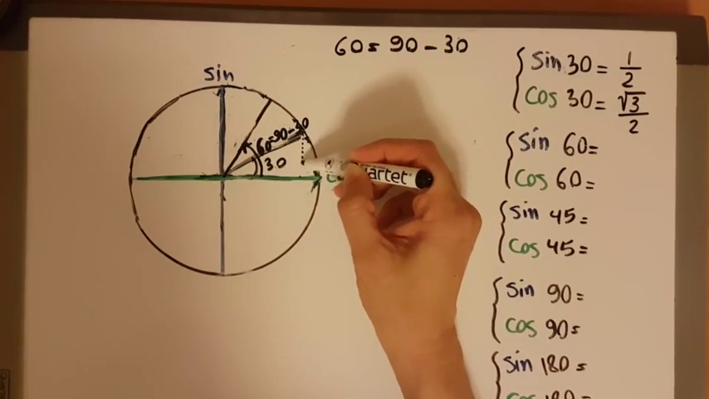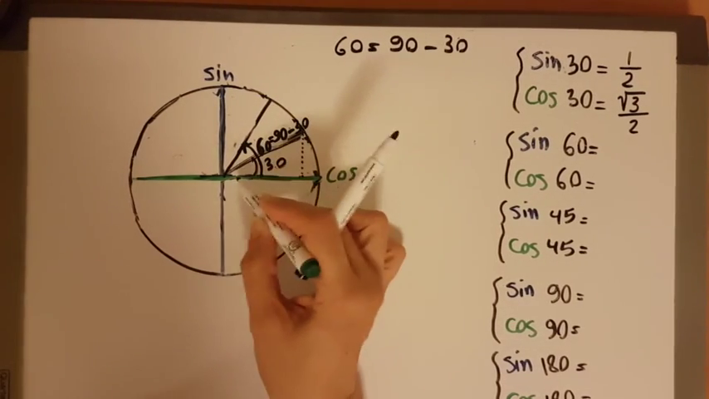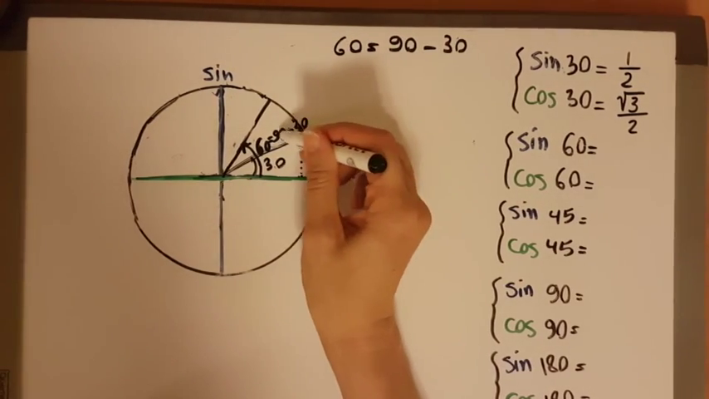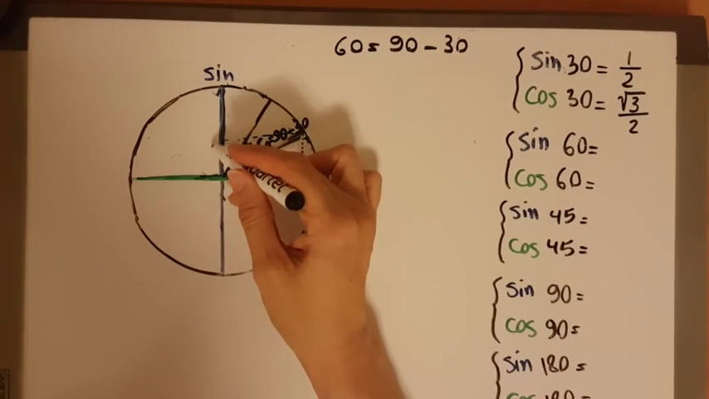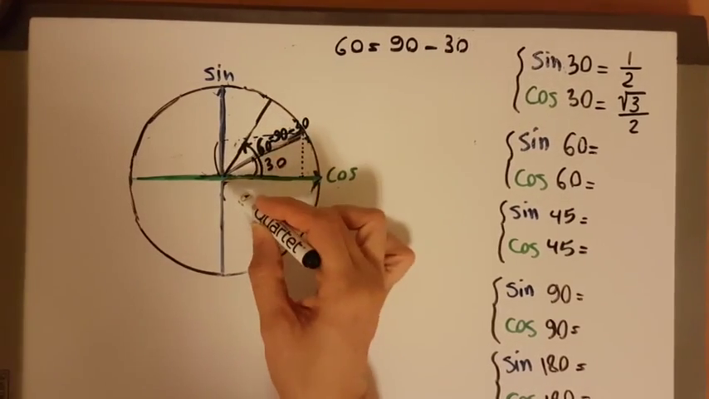Of course, if we draw a perpendicular, you know this is the sine of 30. This is the cosine of 30. And if you draw a perpendicular here, this would be the sine of 30, right? This part is the sine of 30. So actually, let me show them like this.